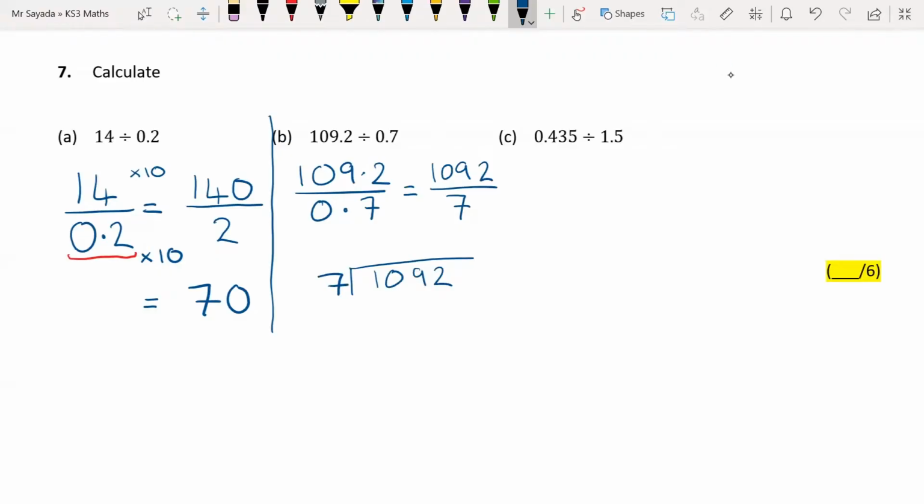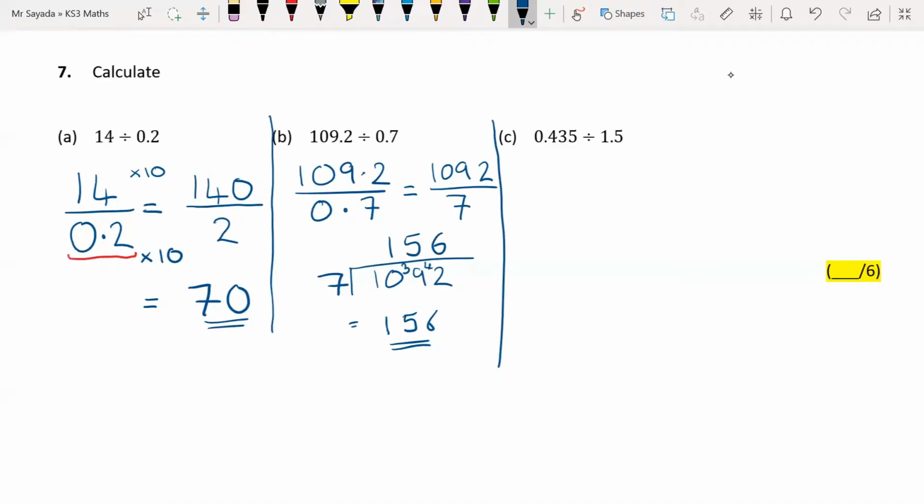So 7 into 1 we can't do. 7 into 10 is 1, remainder 3. 7 into 39 is 5, remainder 4. And 7 into 42 is 6. So the final answer is 156. If you got that one wrong, I recommend that you pause the video to do question C and then press play once you're ready.